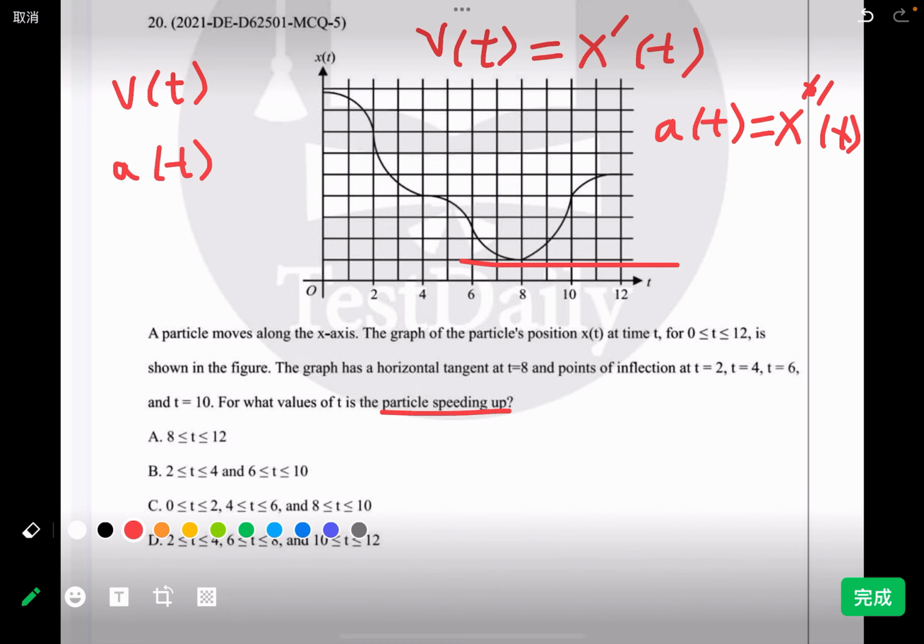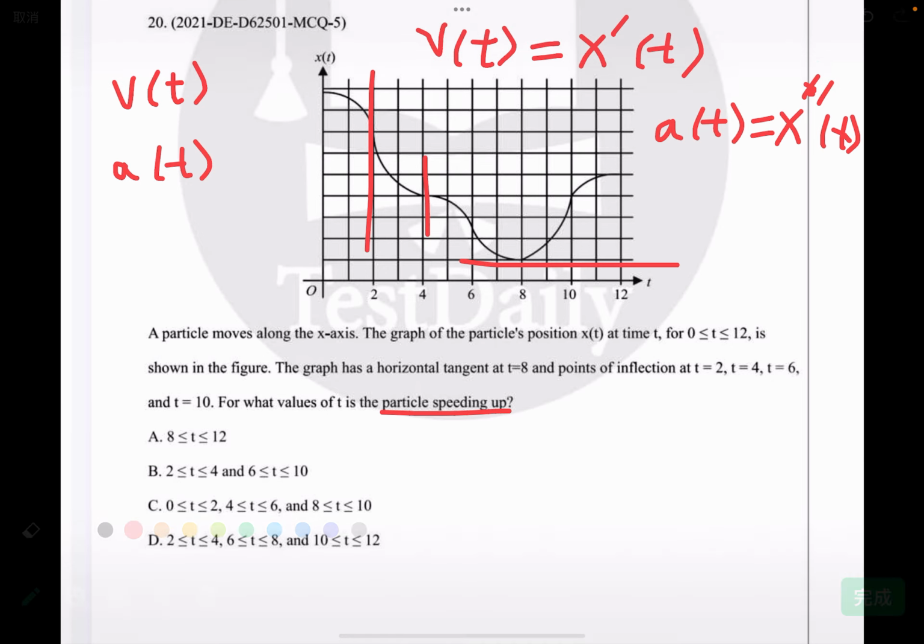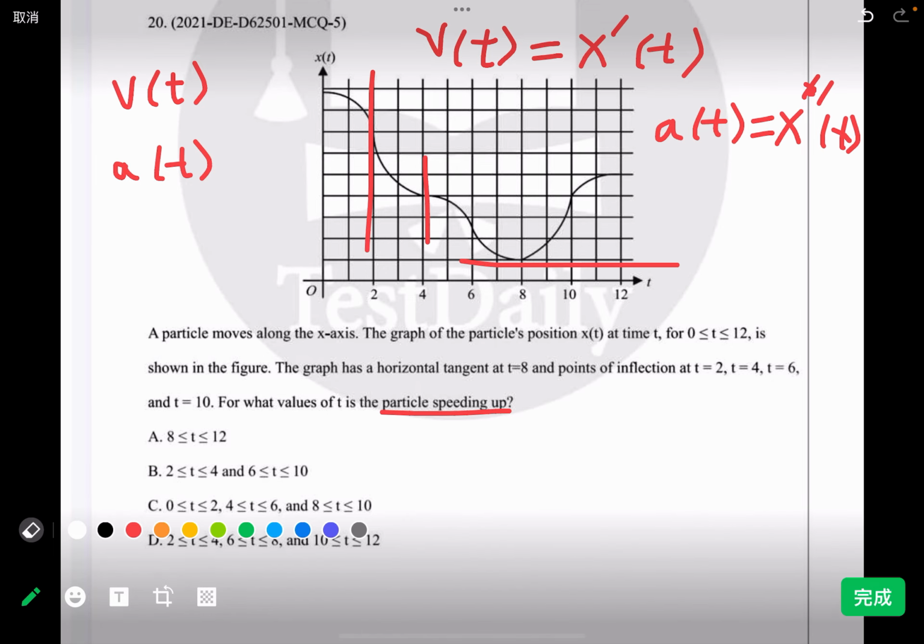So now we need to split the graph into several parts according to the important values, which is the points of inflection. So for the first part, from 0 to 2, we can see that the velocity, which is the slope of the graph, is decreasing. So for this part, velocity is negative.